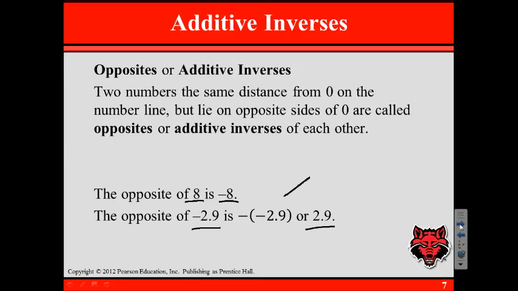Here we see that the opposite of a negative number can be represented by two negative signs. We can think of the negative number in this example as meaning the opposite or opposite of.